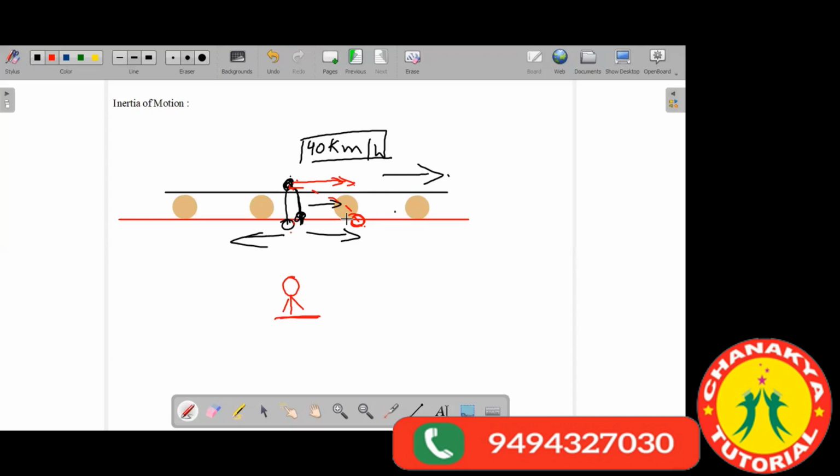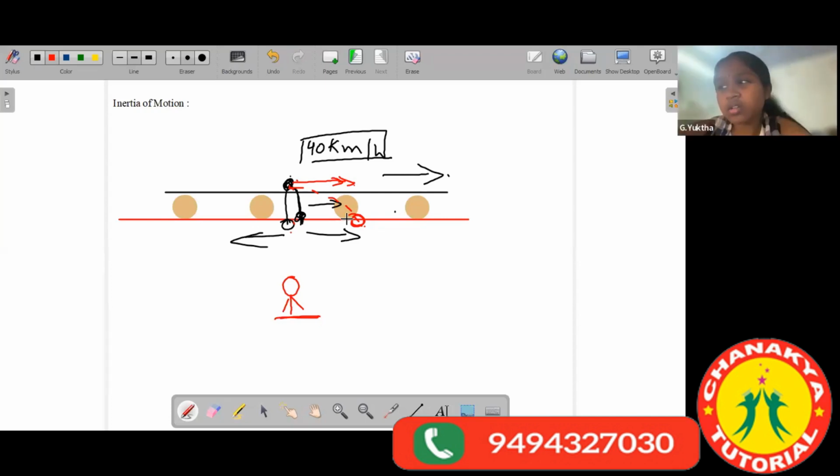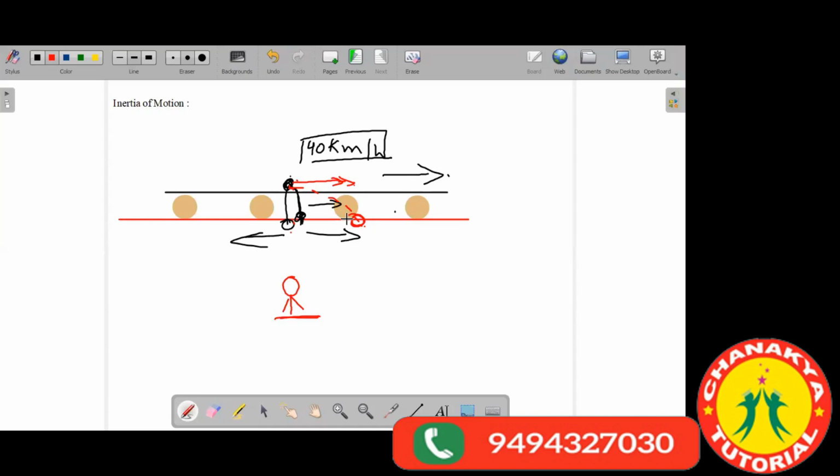Rohit, Mohammad Rayan, are you listening? Yes, sir. I'm listening, sir. Sir, can you explain once again? I'm still confused. Okay. So if you are still confused, have you ever tried while sitting in a bus or a train, ever tried to throw a ball upward and catch it again?